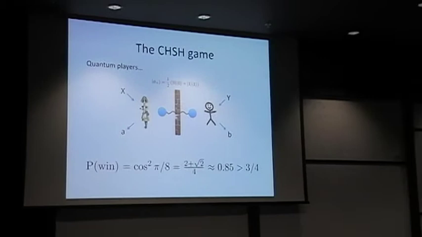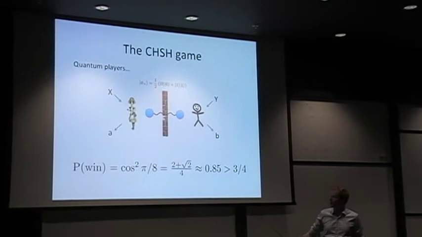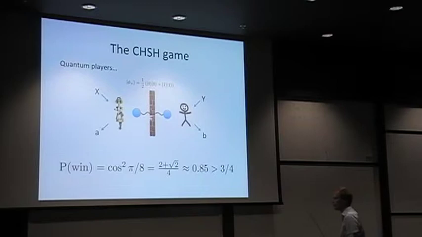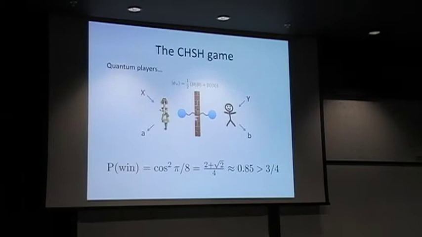And you can show that this way, their probability of winning is cos squared of pi by 8. It's just a simple quantum calculation, which is equal to (2 plus root 2) over 4, which is roughly 0.85, which is more than 3/4. So using quantum entanglement, they're winning this game with a greater probability than you could do if you only had access to shared random data.